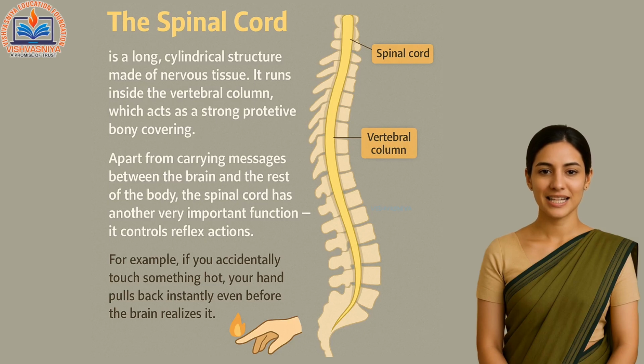Apart from carrying messages between the brain and the rest of the body, the spinal cord has another very important function: it controls reflex actions. For example, if you accidentally touch something hot, your hand pulls back instantly even before the brain realizes it. This quick, automatic action is called a reflex, and it is coordinated by the spinal cord.